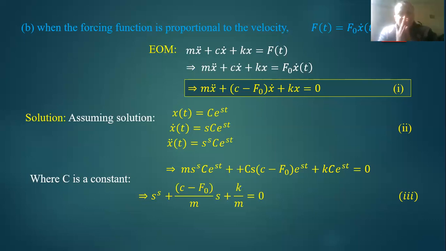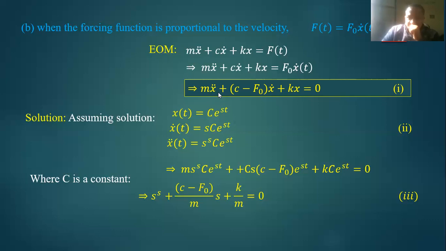The second case is when the forcing function is proportional to velocity. So the self-excitation comes due to the presence of velocity. So f of t is equal to f naught times x dot of t. In this case, our equation becomes m x double dot plus c x dot plus k x is equal to f naught times x dot of t.